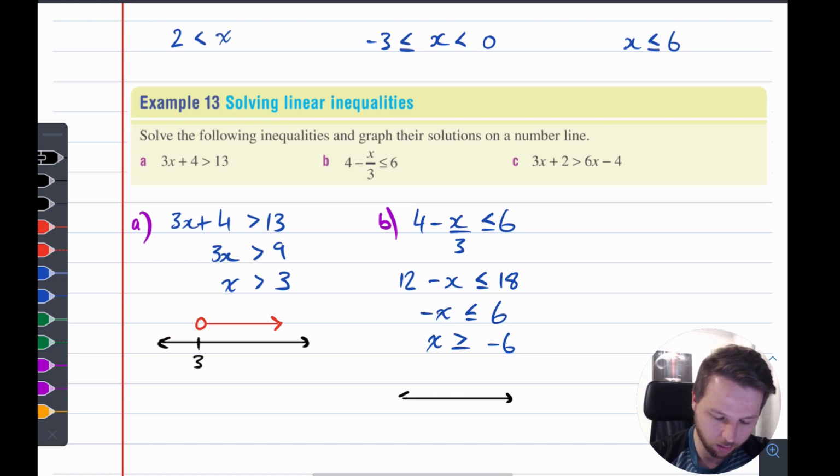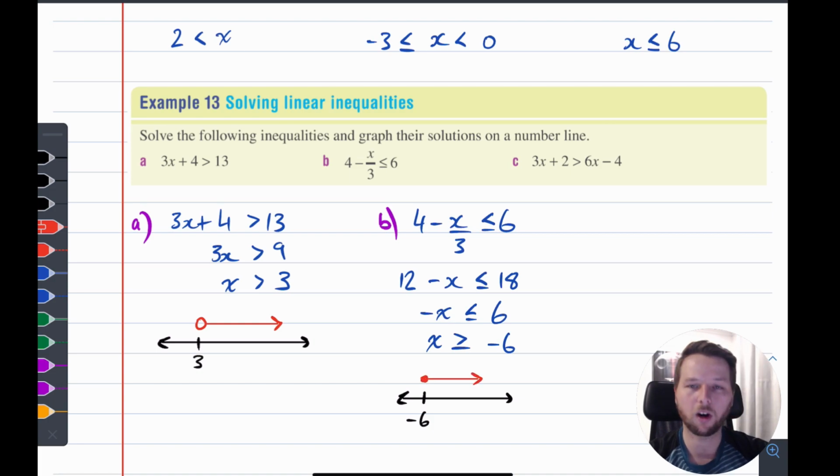So we put an arrow on both ends. It's going to be greater than negative 6, so I'm going to put negative 6 on the left here, and then I'm going to use a coloured in dot with an arrow going to the right.